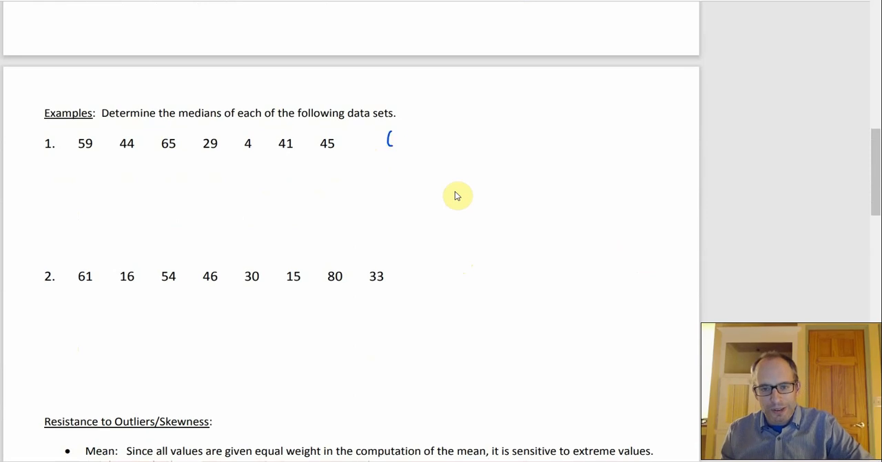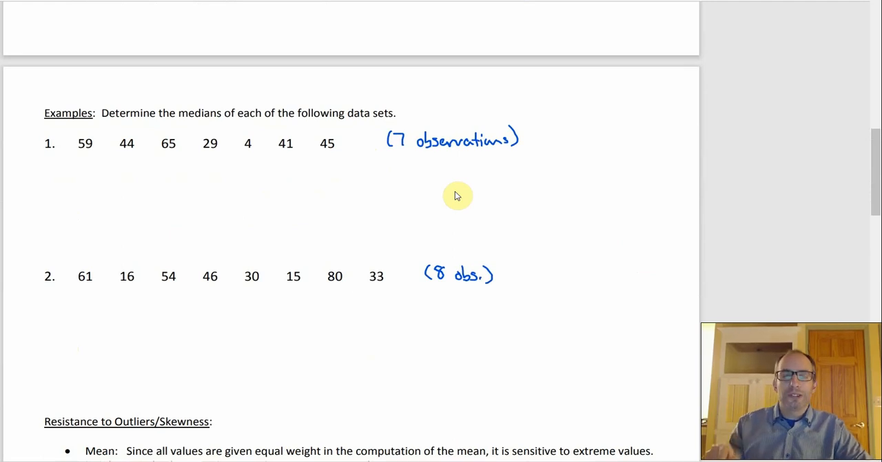All right, so this one here has 7 observations, and then this one down here has 8 observations. So this way we get both techniques in there. First things first, we got to put them in order. I tend to cross them out as I'm writing them in. So I'm going to write them in order underneath.